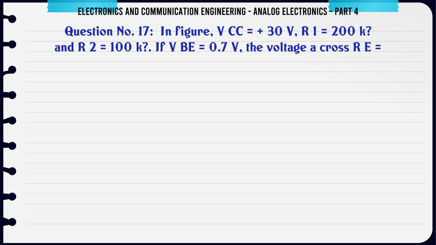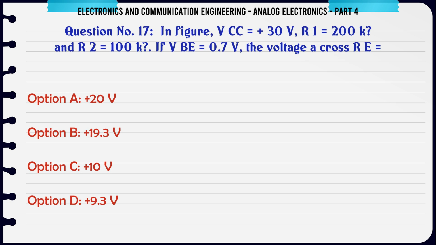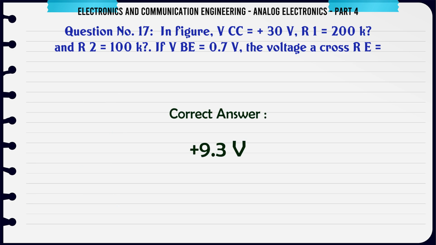In the figure, VCC is 30 V, R1 is 200K and R2 is 100K. If VBE is 0.7 V, the voltage across RE is: A. 20 V, B. 19.3 V, C. 10 V, D. 9.3 V. The correct answer is 9.3 V.